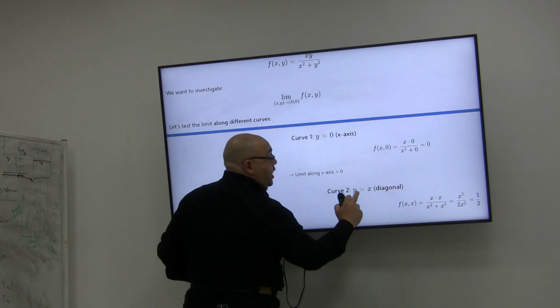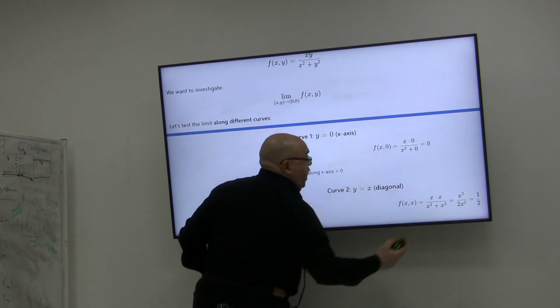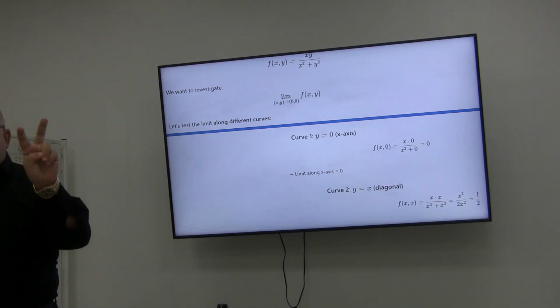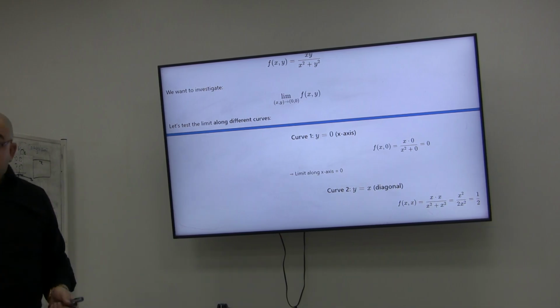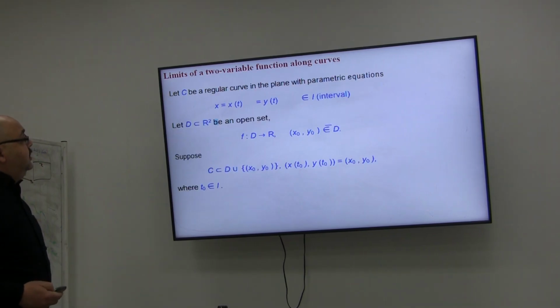If you try y equal to x diagonally and make the substitution, the result is half. That's enough, just to have two curves with limits that don't equal each other. So the limit doesn't exist. I'm not going to continue. Once more, the limit doesn't exist for this problem.